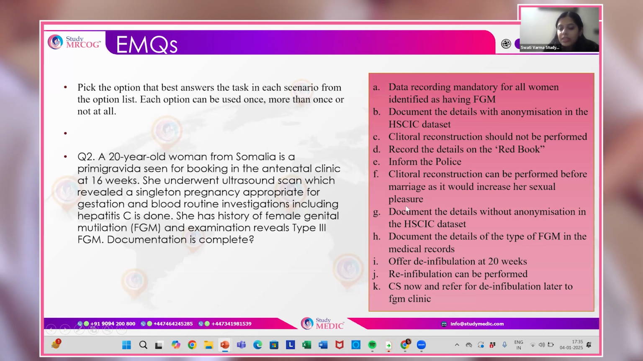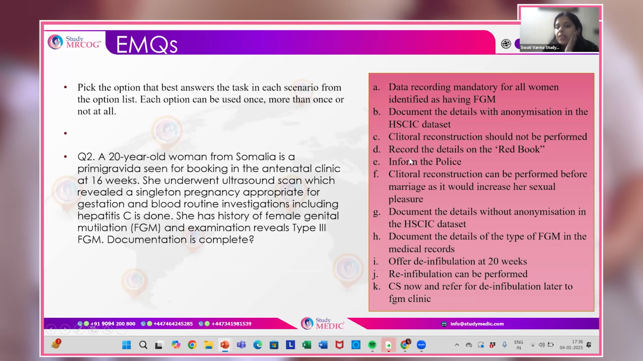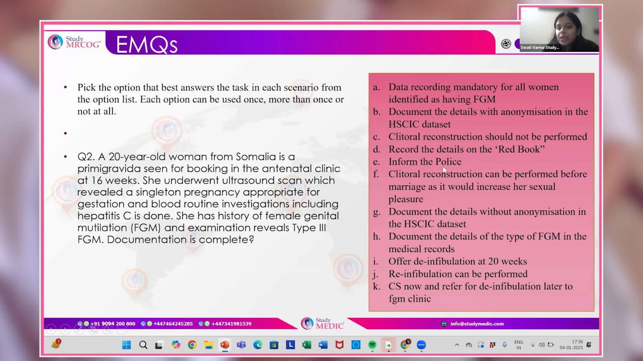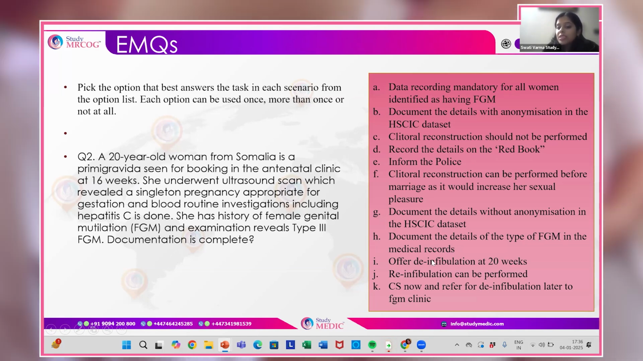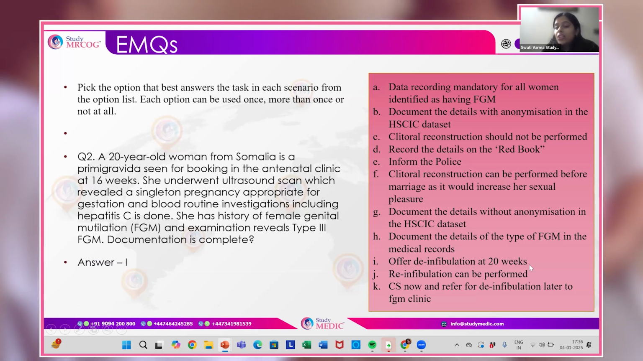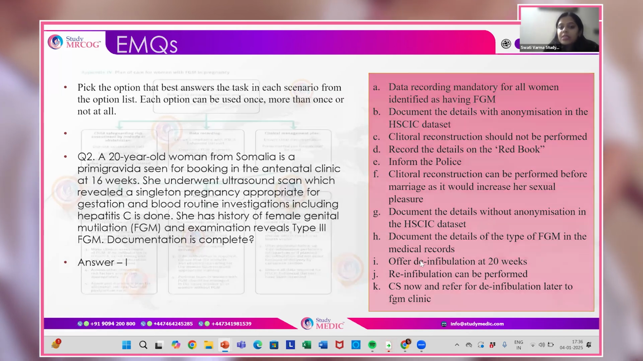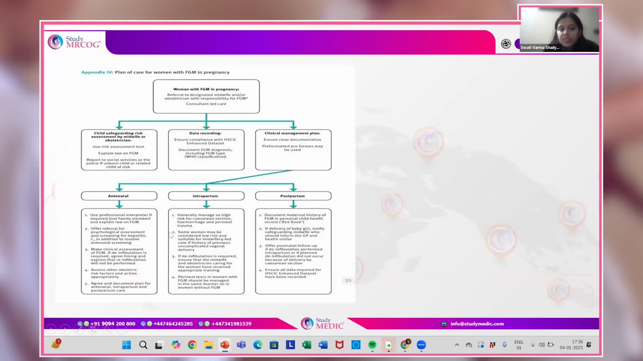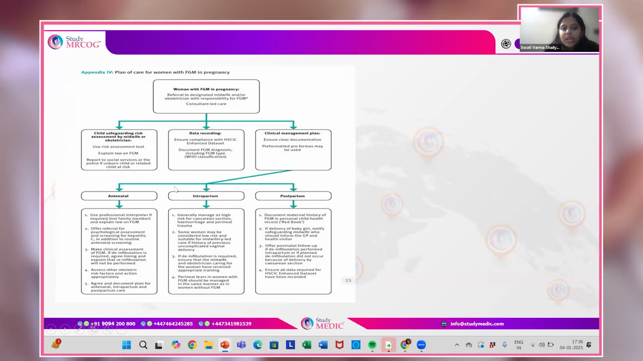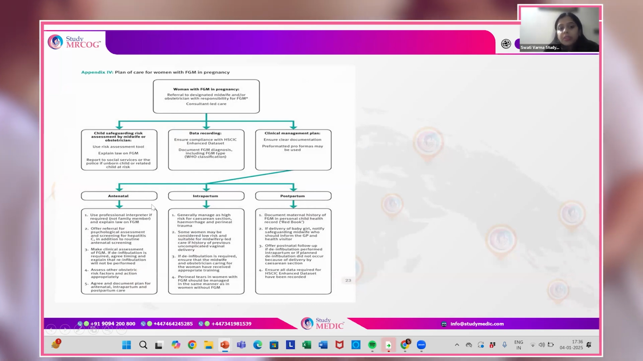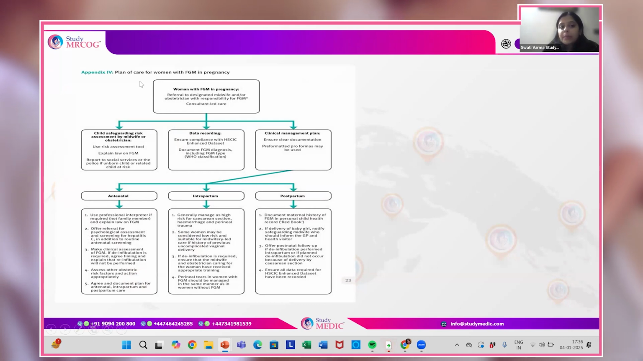So here, regarding documentation, no need to choose anything. Regarding clitoral reconstruction, no need to choose anything. The red book doesn't come into the picture until delivery has already been done. Police won't be informed because she's 20. So the single best option seems to be offer de-infibulation at 20 weeks, or at delivery it can be done. But out of these, the single best answer would be de-infibulation at 20 weeks. So this is the routine antenatal, intrapartum and postpartum care which is offered. It is very essential to go through all the tables and appendix given at the end of the FGM GTG.